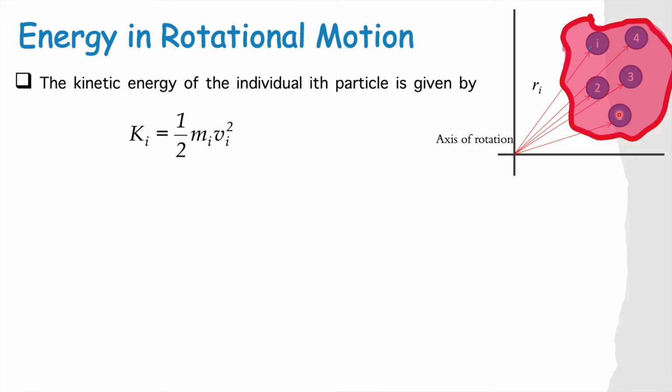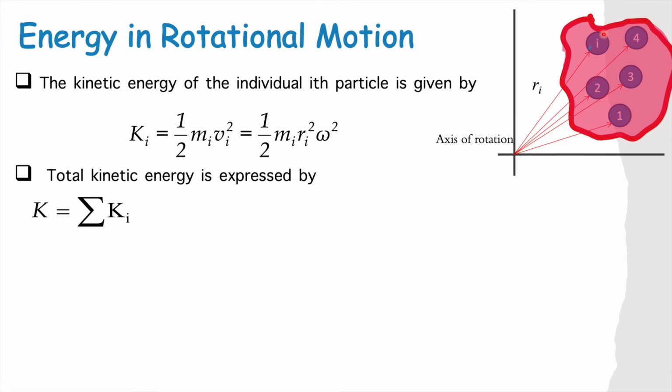1/2 mv squared, the kinetic energy of each particle. And take note that your tangential speed is simply equal to r omega, right? So, we will substitute here so the kinetic energy would look like this. So here, in order to calculate the total kinetic energy of the whole system of a body, all you have to do is to add all the kinetic energy of the individual particles.